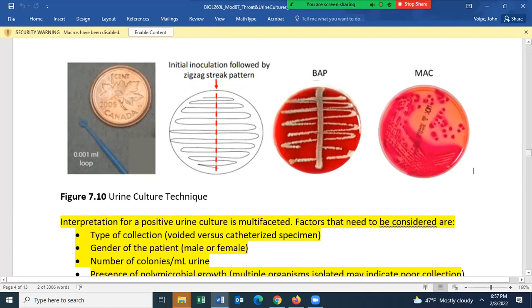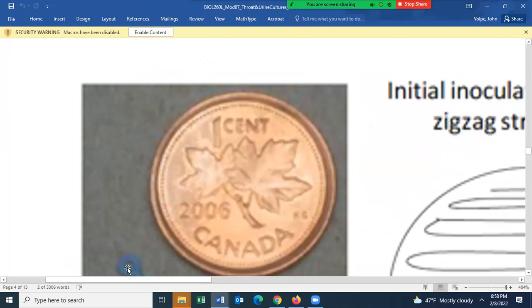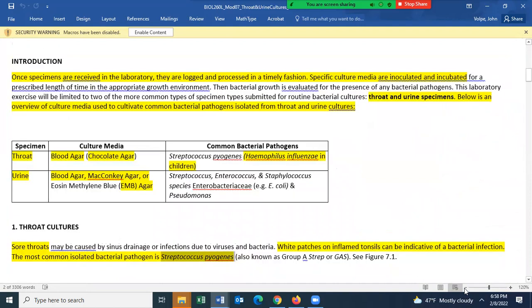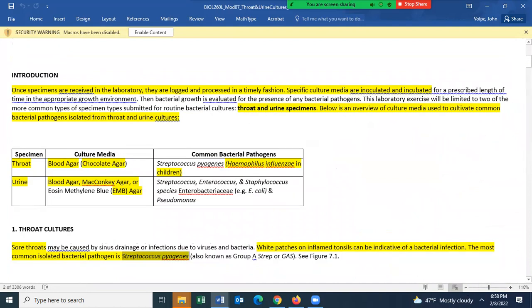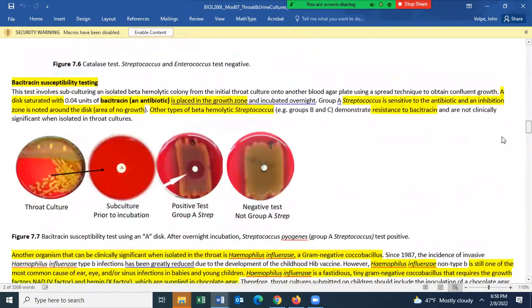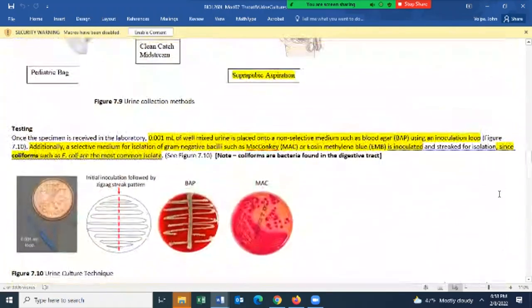Let me show you that loop here. There it is there. And there's a penny to show you how little that is. Can you guys see that? It's a little dark there. It's a little better that way. Now let me shrink that. All right, here we are. Let's blow that up a little bit.